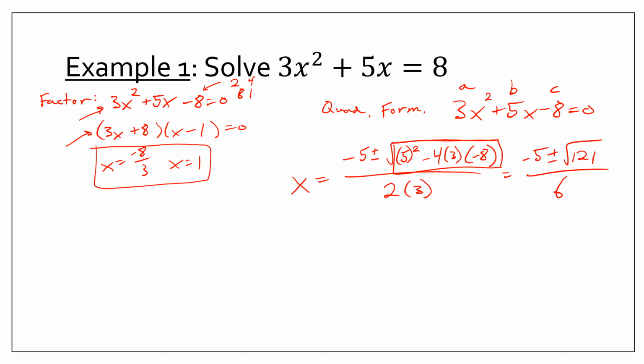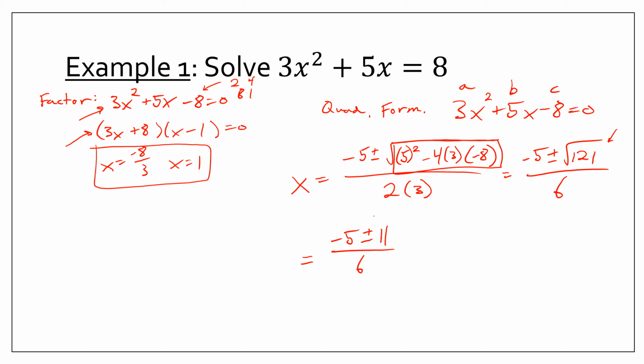Okay, so the question is, what's next? I'll move down to this line. Let's actually take the square root of 121, and conveniently, 121 is a perfect square. That happens to be 11. So the square root of 121 is 11.